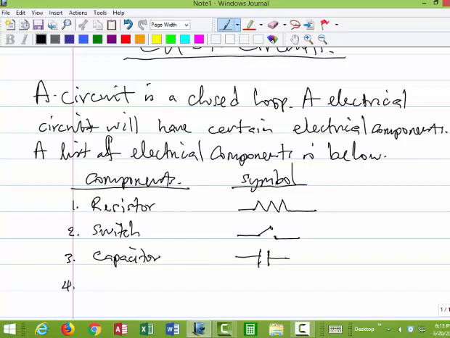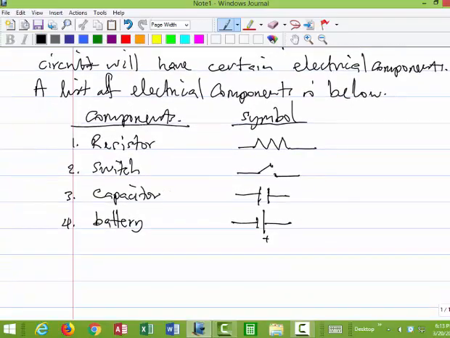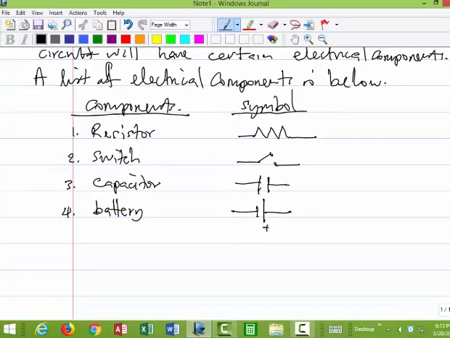We can have a battery, like that. So I draw it in that way so that you can see the difference between a capacitor and a battery. So for the capacitor, the two plates are the same length as you can see there. Just make sure that they are the same length.